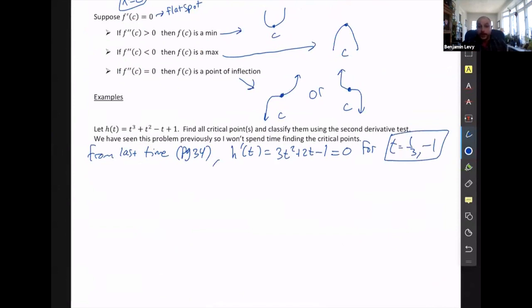And if you want to see what they were, you can look up at page 34, but we found 1/3 was a min and -1 was a max. And so let's just sort of verify that, classify them using the second derivative test. And so if that's the first derivative that we just wrote down, let's use the second derivative test here. So let's take another derivative. It's an easy chain rule again, no problem. And then instead of making a table, we just plug the critical points themselves in, and it's super easy, right? So the second derivative with 1/3 plugged in.